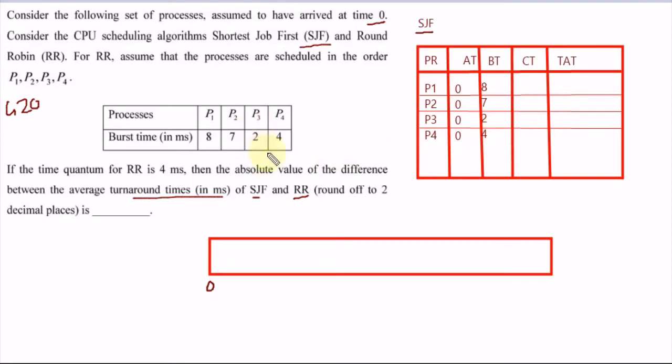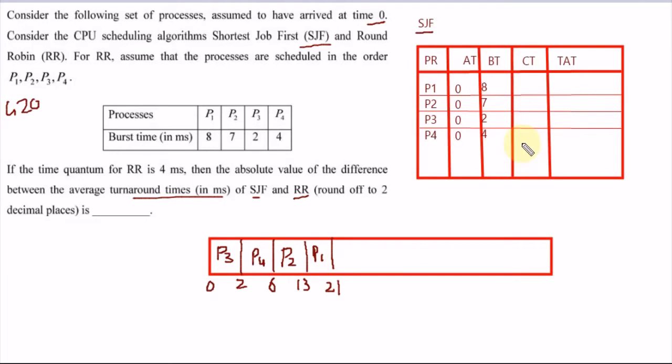The shortest job is P3, so P3 will be scheduled here. It will execute from 0 to 2, and then our next shortest job is P4, which will be scheduled from 2 to 6. Now our next job is P2, which will be executed from 6 to 13, and after that P1 will be scheduled, executing till 21.